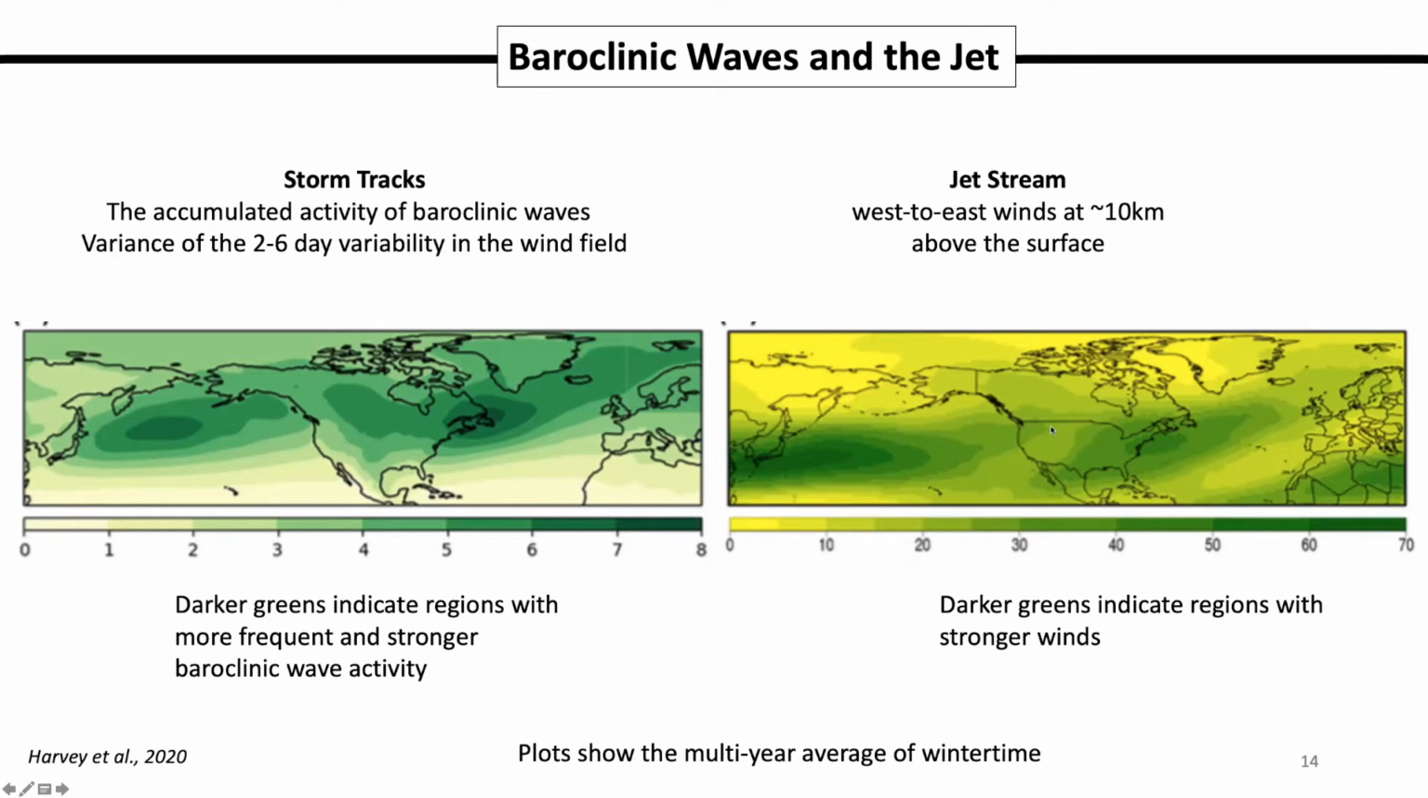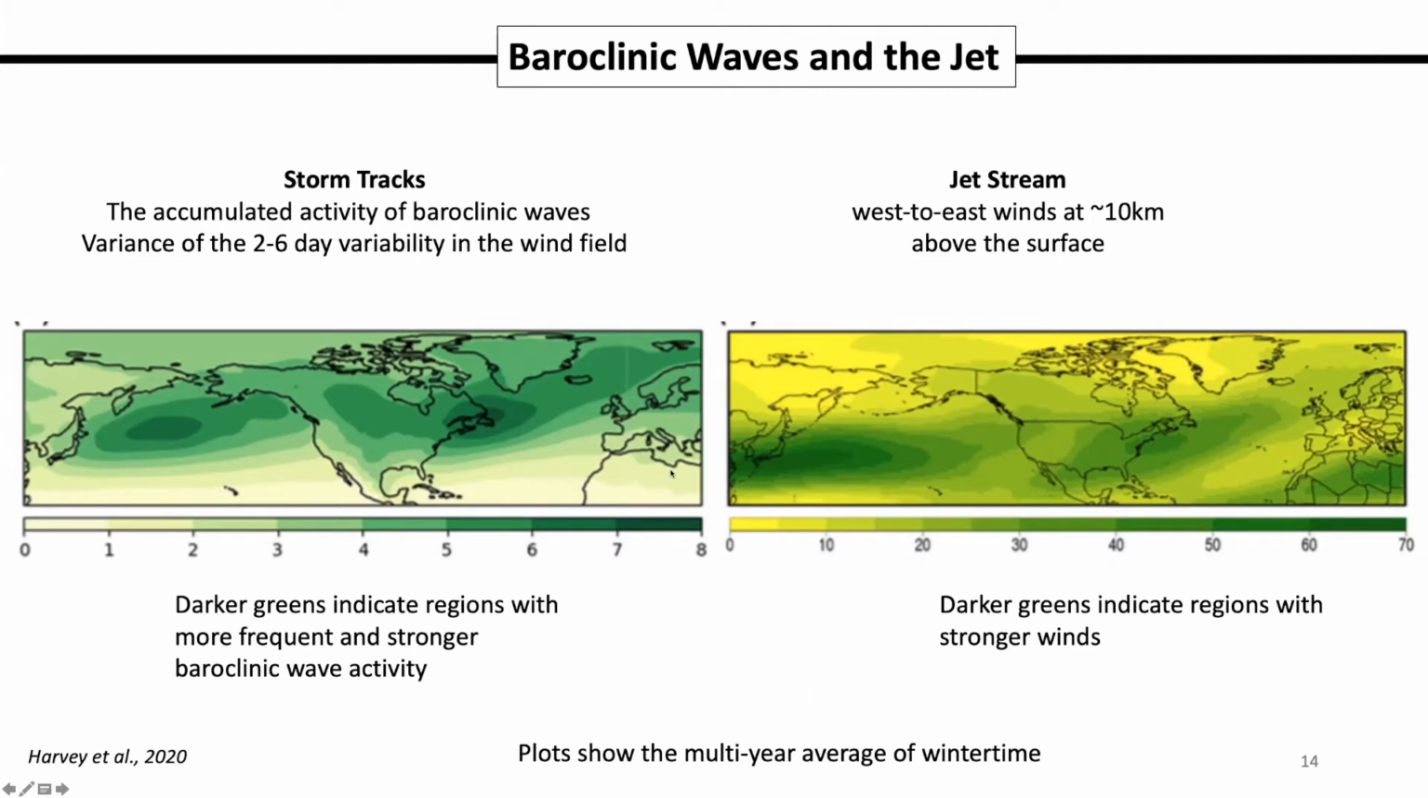What we can see in the figures, though, is that the jet stream maxima and the storm track maxima are offset from each other. And this relates to the fact that the baroclinic waves grow on the poleward side of the jet. And it's really just a place where you have a strong amount of poleward shear in your westward flow.